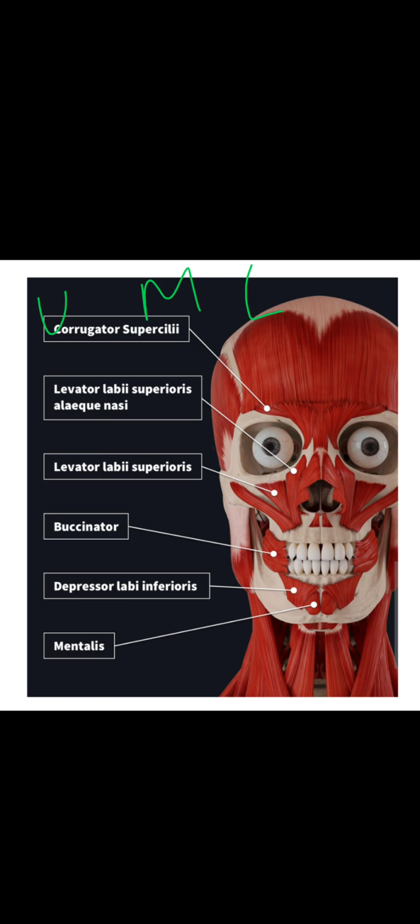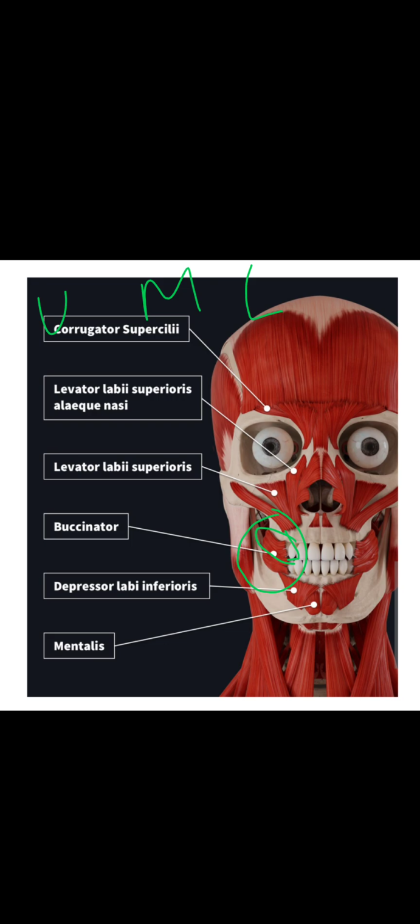Upper fibers are the ones that originate from the maxilla opposite the molar teeth. Now, as you can very clearly see, this is your buccinator muscle, and posteriorly you have molars.